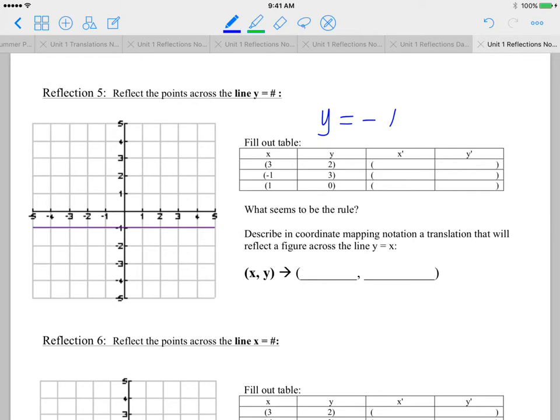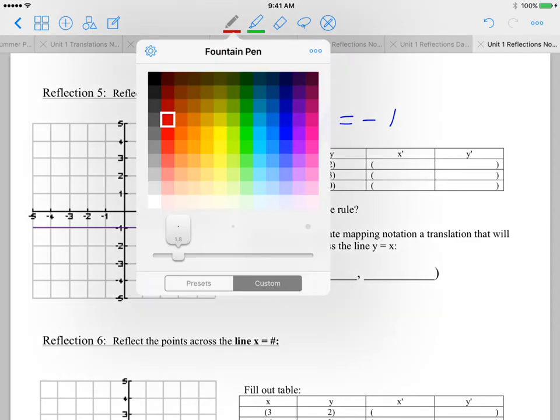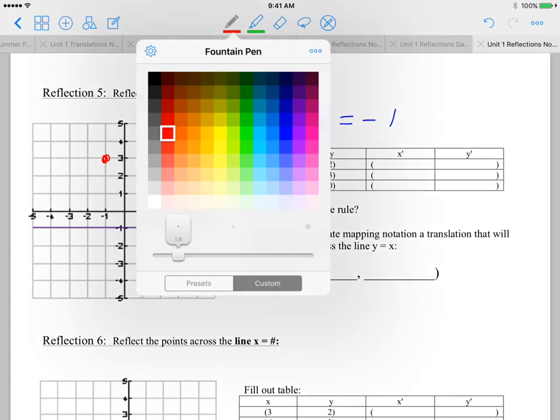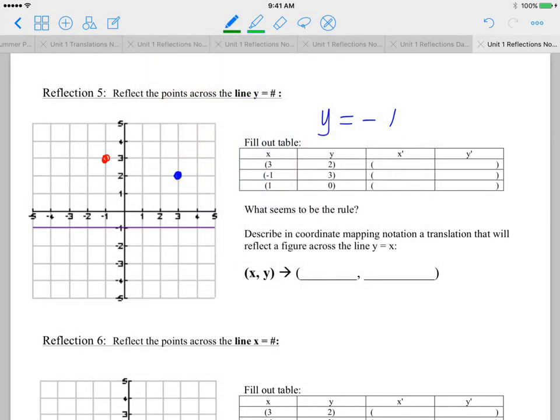Okay, we're going to draw our points on there: 3, 2. Our trusty 3 points that we've been using the last 2 days. Negative 1, 3. And then 1, 0.